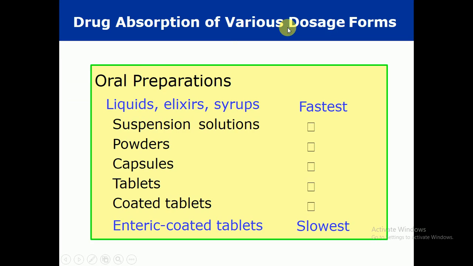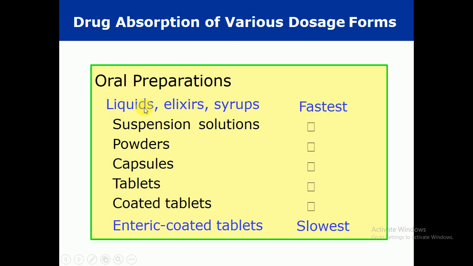Now look here at how drug absorption occurs. This shows drug absorption of various dosage forms. In this case, which of the following drugs are quickly absorbed, and which is slowly absorbed? All these are oral preparations. These are liquids, elixir, and syrup.